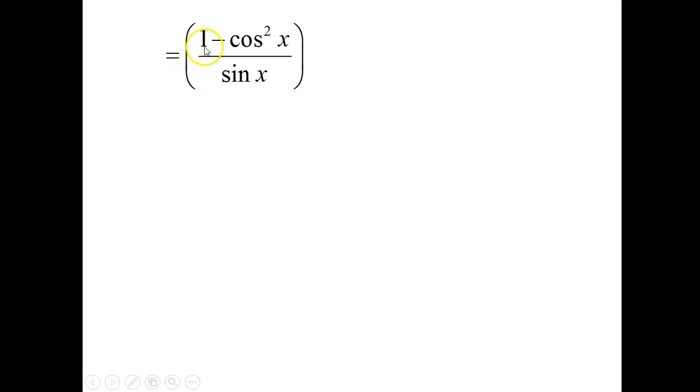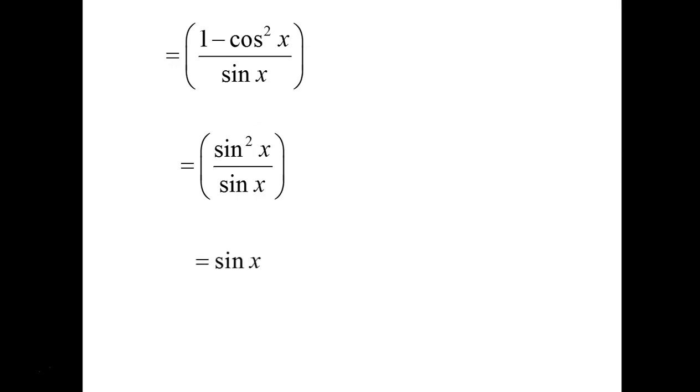Again, when I see a 1 and a squared, that typically tells me to look in my Pythagorean identities, and 1 minus cosine squared can be expressed as sine squared. So I get sine squared over sine. If you cancel one of the sines on top with the sine on the bottom, it simplifies down to sine x. Okay, that's simplifying.